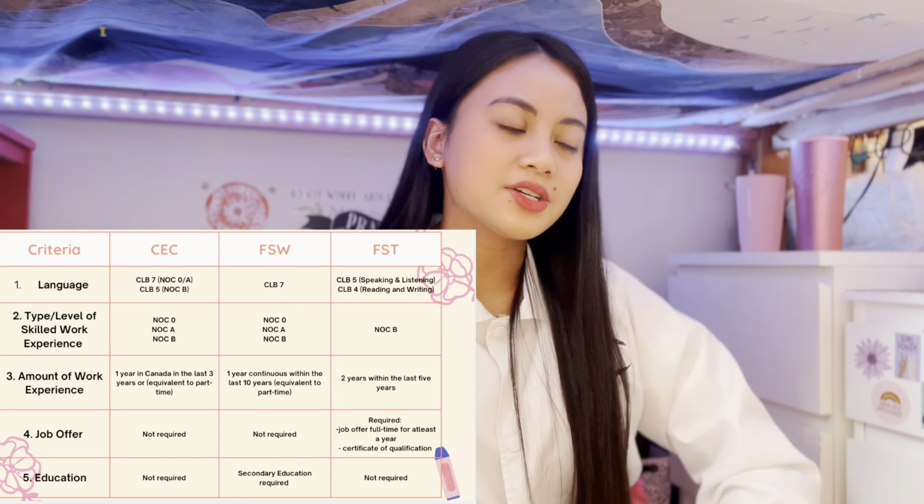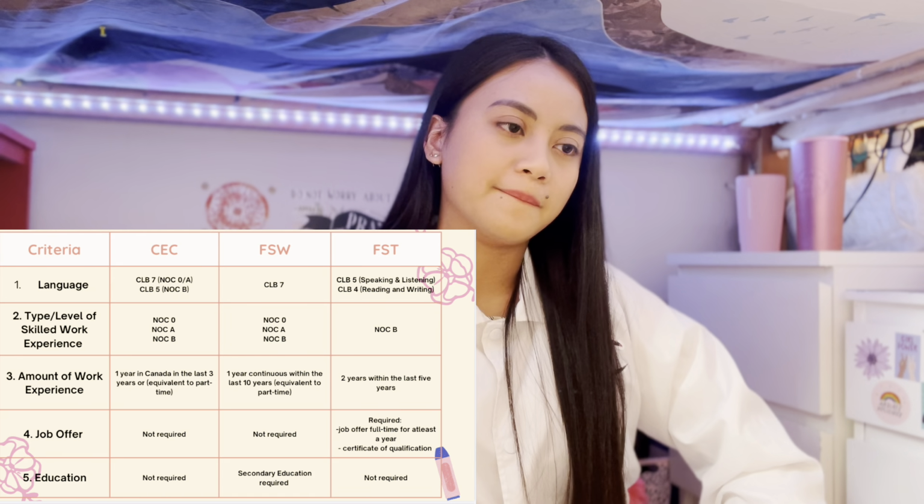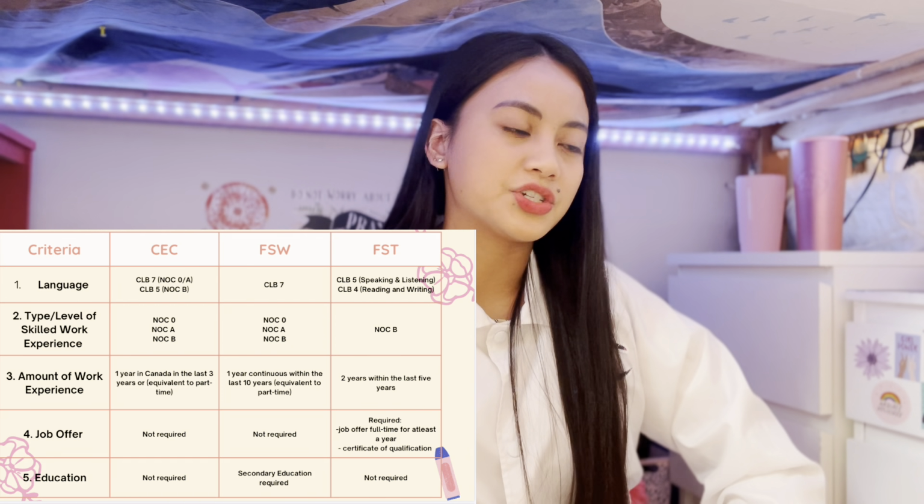So that's the chart for our eligibility check. Now we know about the criteria for the CEC, FSW, and FST, and we have already compared them. We are going to move on with calculating your CRS.